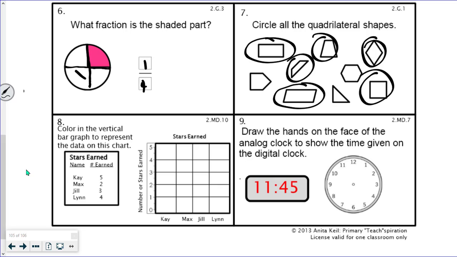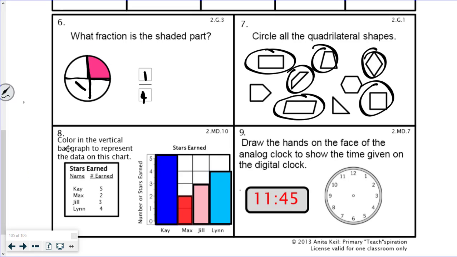Number 8, color in the vertical bar graph to represent the data in this chart. So let's go ahead and do that. All right, I have them all filled in now. Kay had 5 squares. Max got 2. Jill had 3. And then Lynn had 4 stars. All right, we're all done with number 8. Your graph should look something like mine.